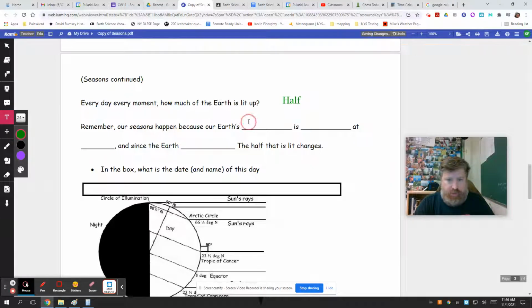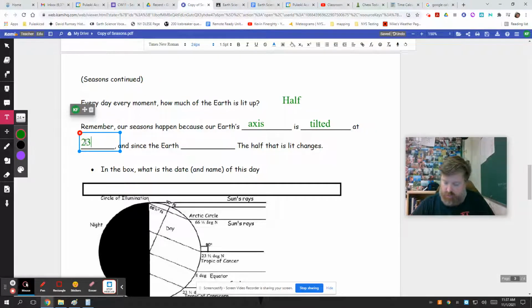And to review, which hopefully we're getting done by now, our seasons happen because our Earth's axis is tilted at a number you're going to want to remember, which is 23.5 degrees north.